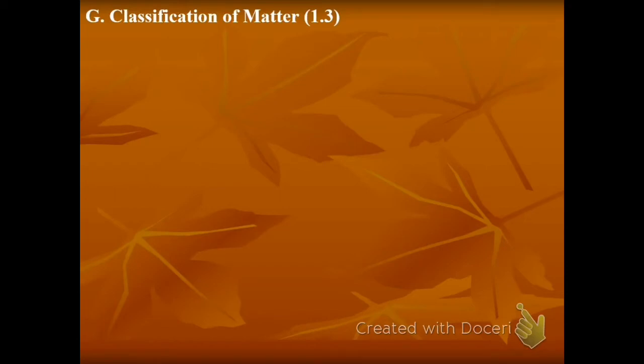Hello, Mr. Collier here. This is the last set of notes for Chapter 2. We're going to talk about classifying matter.